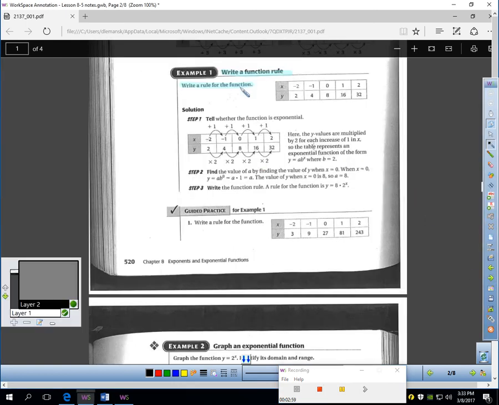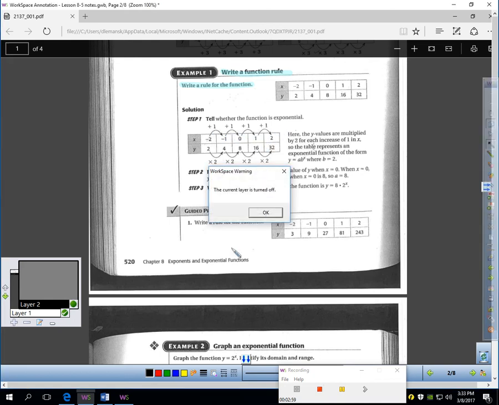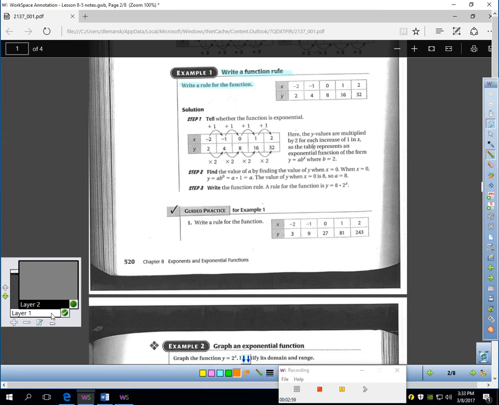Let's talk about writing a rule for an exponential function. So the first thing we need to determine is, is the function even exponential? And if you look at this table carefully, can you see how 2 times 2 is 4, 4 times 2 is 8, 8 times 2 is 16, and we keep on increasing by 1 for x. I see a multiplication pattern. So let me highlight that here. I have a multiplication pattern. This has to be an exponential function.